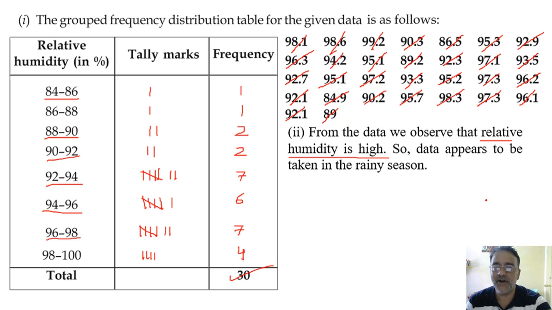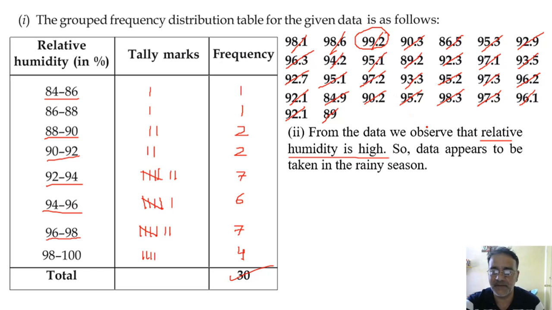Okay, and what is the range of this data? What is the maximum number here? Highest value? No, highest value here. What is the highest value? See, what is the formula of range? Highest value minus lowest value. So what is the highest value?